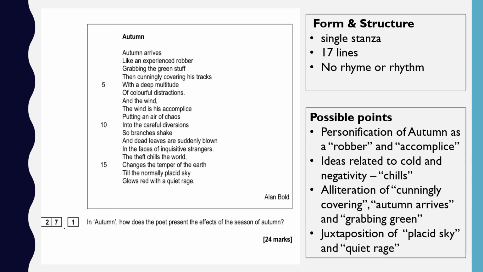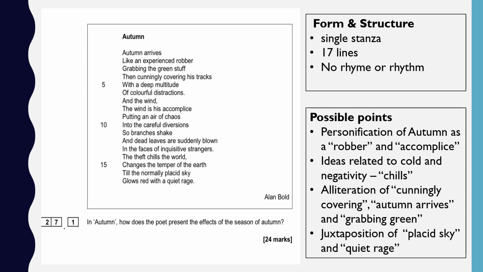So, personification of autumn as a robber and accomplice, when it's described as like an experienced robber, and the wind is his accomplice. So he's already given the season human characteristics, which makes it seem like it's not exactly a positive description. Both robber and accomplice are negative words. So ideas related to cold and negativity, such as chills.